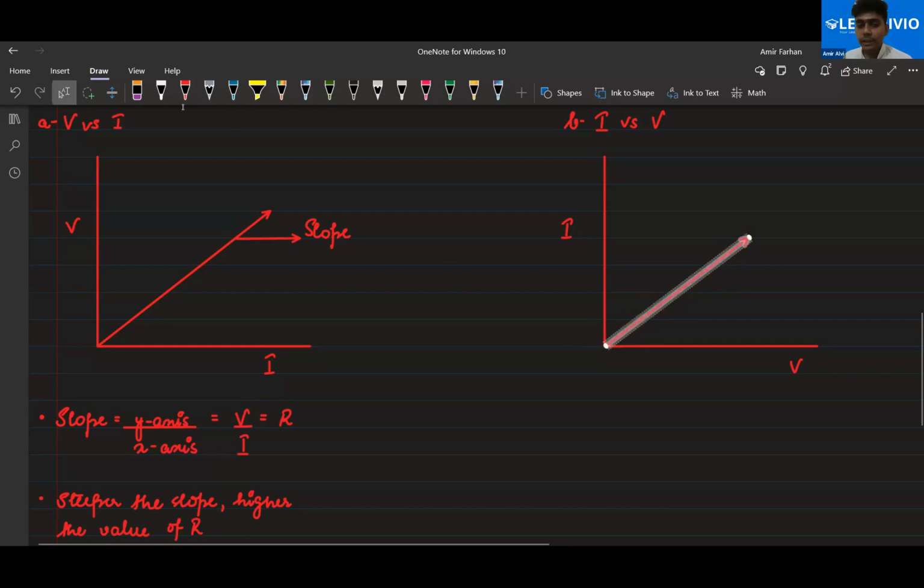I've told you that if the potential difference is directly proportional to the current, then current is also directly proportional to the potential difference. That's what I was saying when I was telling you about Ohm's law. Yes or no, everyone? Clear? So this is your V, and this will be your slope. It will be a straight line.